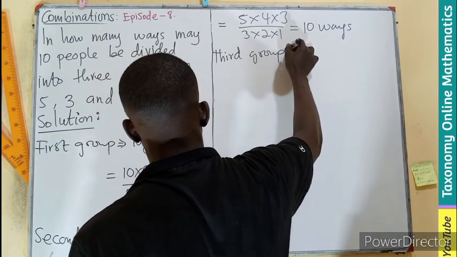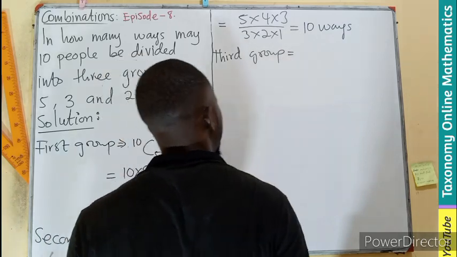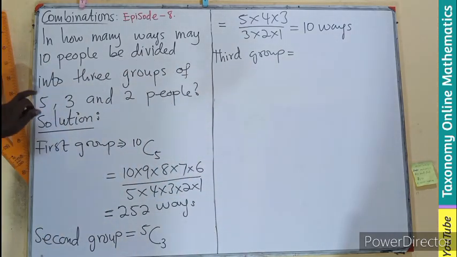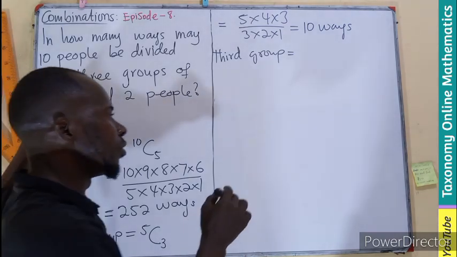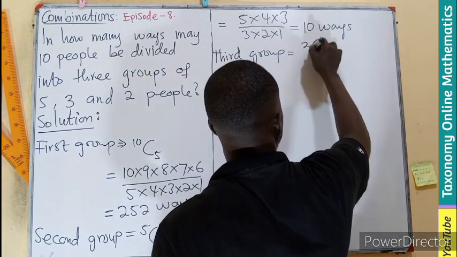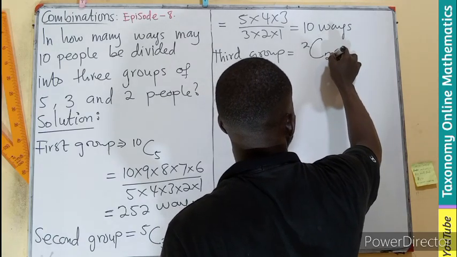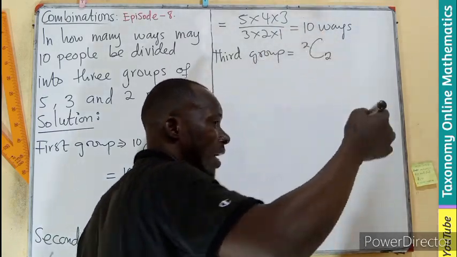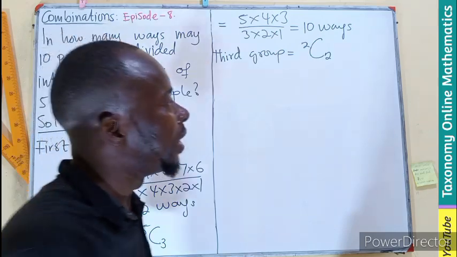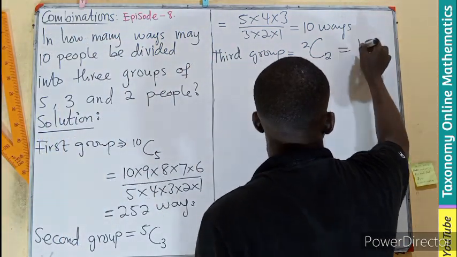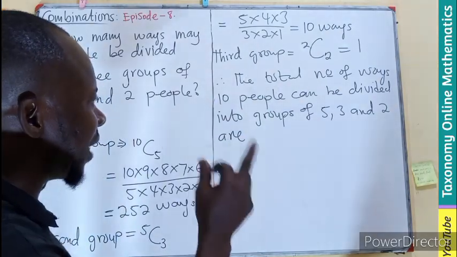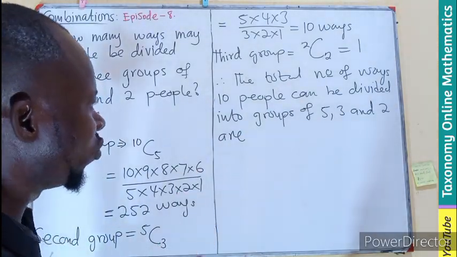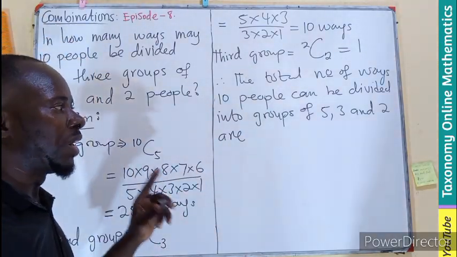The third group is also going to be made up of, we have selected 5 already, so we are left with 5. We selected 3, so we are left with only what? 2 people. It means we are left with 2 selecting 2. And from the laws of some of the principles we dealt with in the beginning, this will give us only 1.